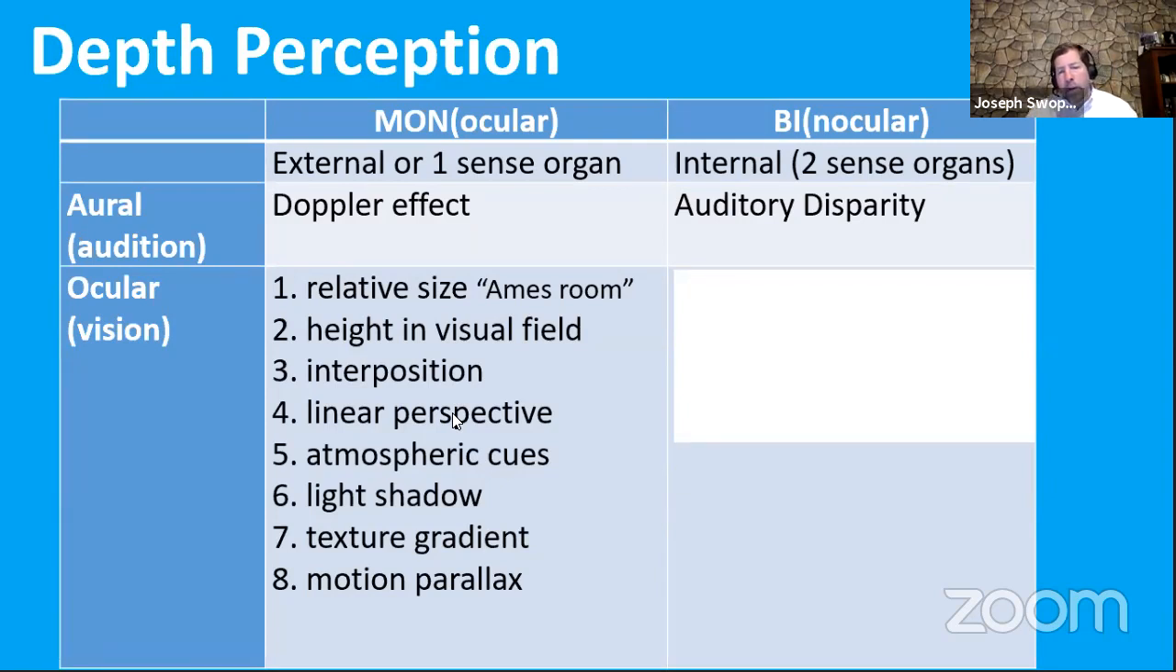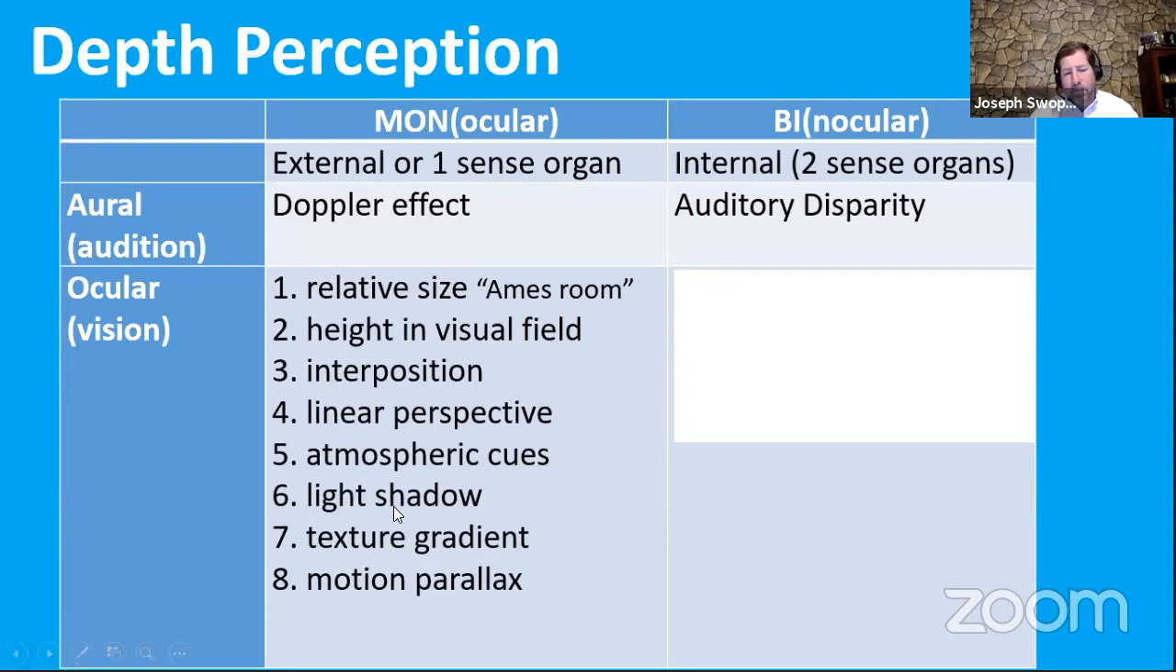Atmospheric cues. This means there's moisture, water vapor, and smog in the air, so things that are further away are going to look a little bit blurry. If you look at a mountain on a particularly hot and humid summer day and the mountain's a couple miles away, it's going to appear blurry. That's going to give you a clue, even though you only have one eye.